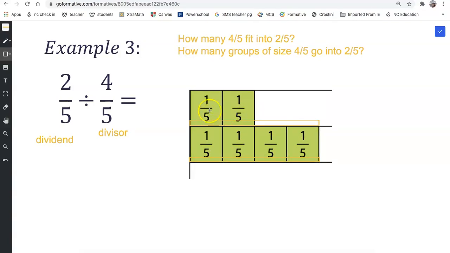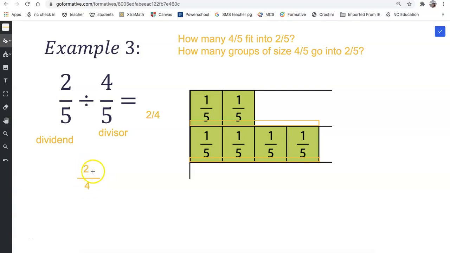Well, think about it. You have 2 pieces out of this grouping. So you have 2 pieces out of this group of 4. So you are going to be able to fit just 2 pieces out of your group of 4 pieces here inside of the 2/5. Basically what we're saying is 2/4 of this grouping of 4/5 is going to be able to fit into the 2/5. Now this can be reduced, so I'm going to type 2/4 and show you that this can be reduced.